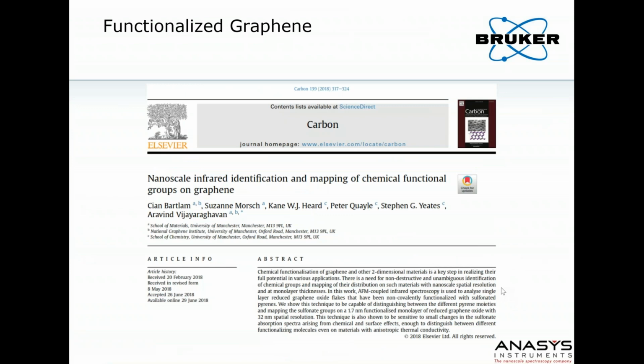Normally you think of graphene as being something that's difficult to do with IR. That's true if you just have regular old graphene. You don't really get an IR spectrum. Raman works much better. But this is a paper that just came out of Suzanne Morse's work at Manchester University, where they were able to look at functionalized graphene. I think this is an example where AFM-IR can complement Raman in getting information about the functionalization of the graphene, because Raman can't really see that. All they can tell is the main graphene structure. They can't really tell where the functionalization is.